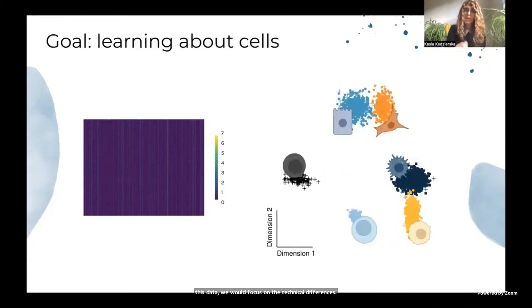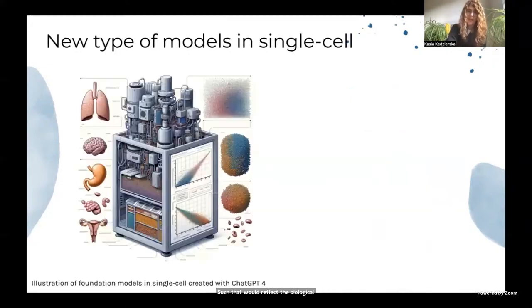And the goal is to learn about cells and their identities. So what we want is a model that would create a different embedding space, such that it would reflect the biological differences in our data.